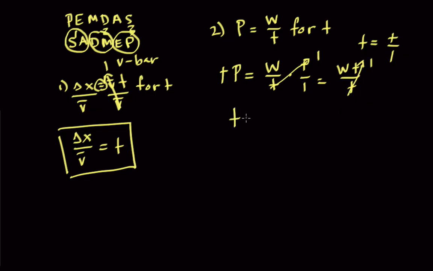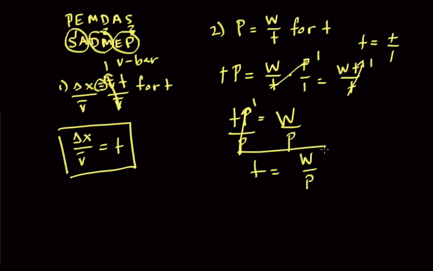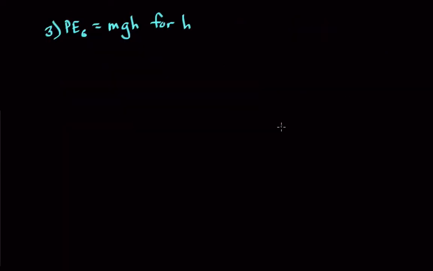So I end up with t times p equals w. I don't want to know w, I want to know t. So how do I get rid of multiplying by p? I divide by p. P over p is 1. Whatever I do to the right side, I do to the left side, and so I end up with t equals w over p. And that is my answer.